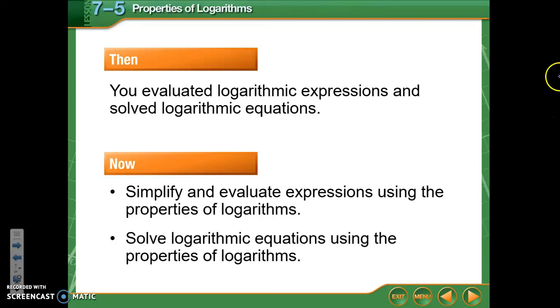Hey guys, it is time to talk about section 7.5, and we're going to be dealing with some specific properties of logarithms in this section. Up until now we've been solving and evaluating logarithmic equations that have been pretty basic. Today we're going to learn some properties of logarithms that help us to simplify, evaluate, and solve. Those are kind of our main words for this section. Logarithmic expressions or equations that look a little more complicated, but the properties are going to help us to deal with them in an easy way.